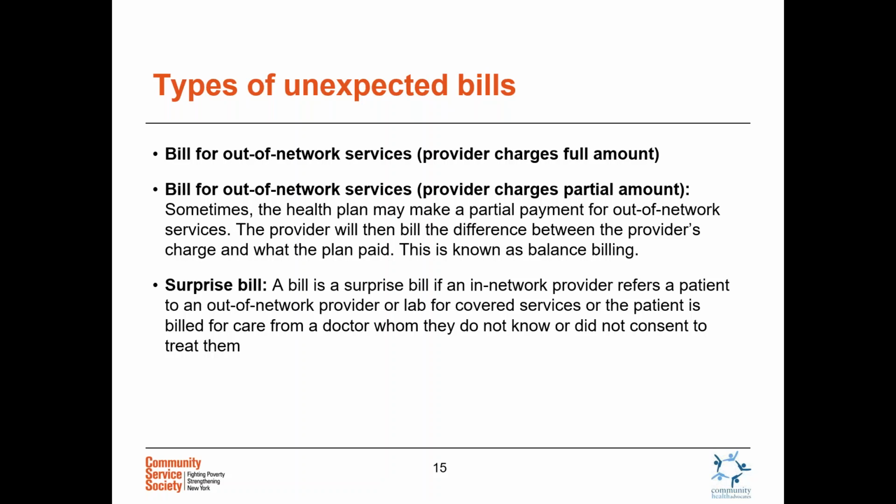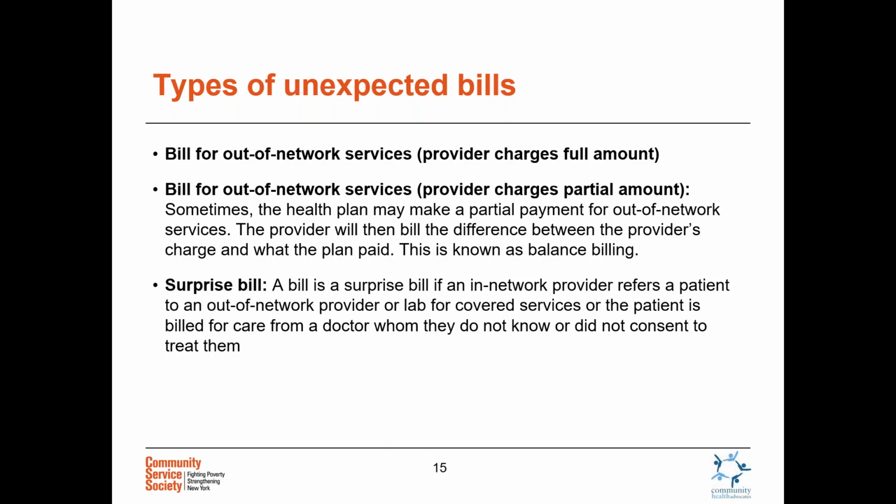So you may see a client who gets a bill from a therapist or a psychiatrist, and let's say the provider's charge is $150, but the health plan has paid an unreasonably low amount, like $25, because the client happened to have a PPO and has out-of-network benefits. But their out-of-network benefits are not great, and the plan is only paying a really small amount, like $25. And then that therapist or psychiatrist may decide to bill your client for the difference. So this is what I'm talking about when I mention a bill for out-of-network services where the provider is charging a partial amount.